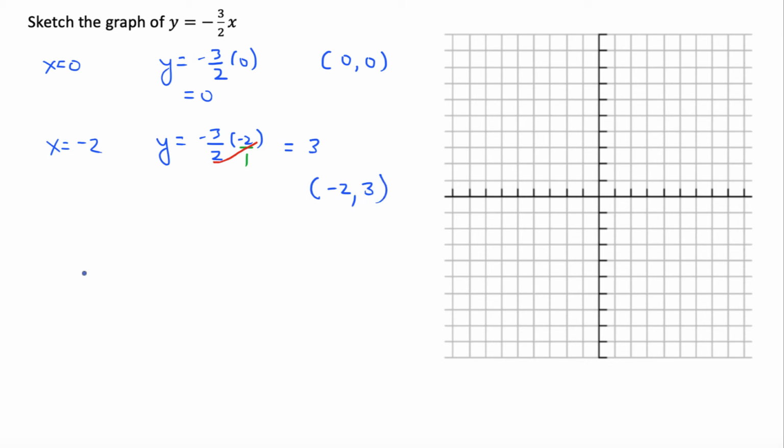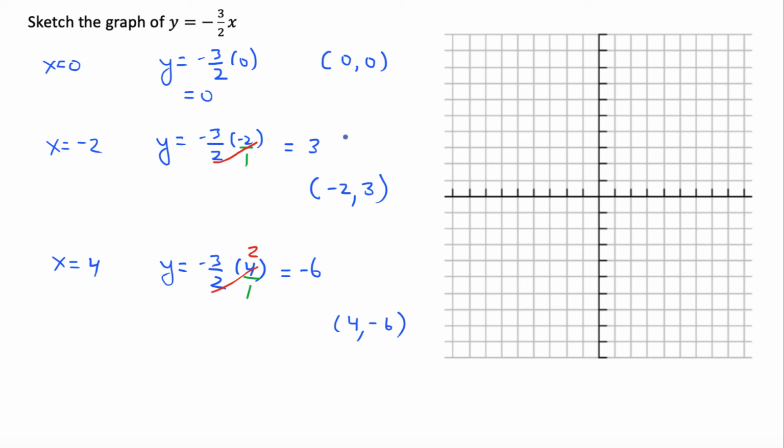And we need one more, so let's try 4, for example, right? So we'll plug in 4 for x and calculate this result here. Okay. Now once again, we can write this as 4/1, but we do see that 4 divided by 2 is just equal to 2. Right, so the -3 times 2 gives us -6. So our third ordered pair is 4, -6.